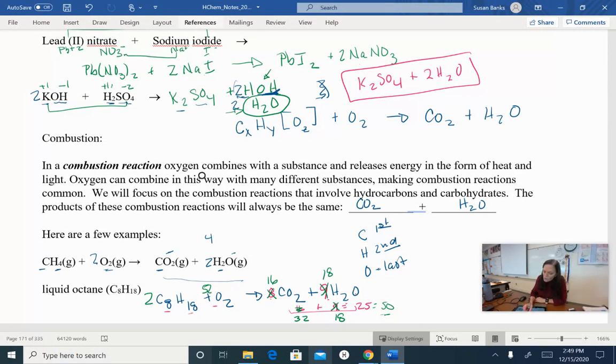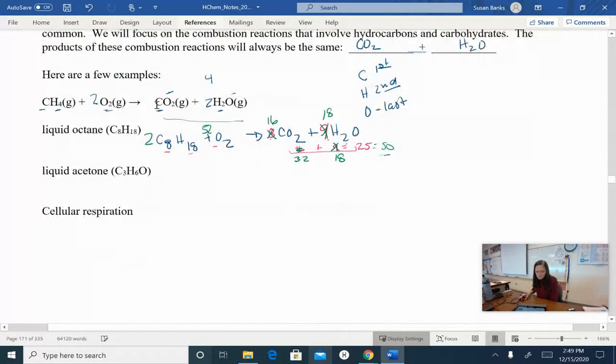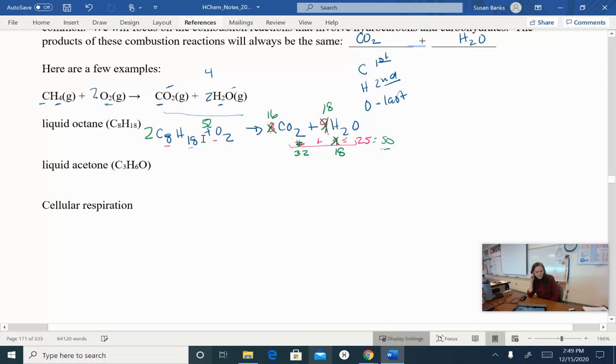Okay, if you want to use HOH to help you balancing and then rewrite it to waters, go right ahead. That makes things a little bit easier. Okay, combustion. Let's do some examples of combustion.